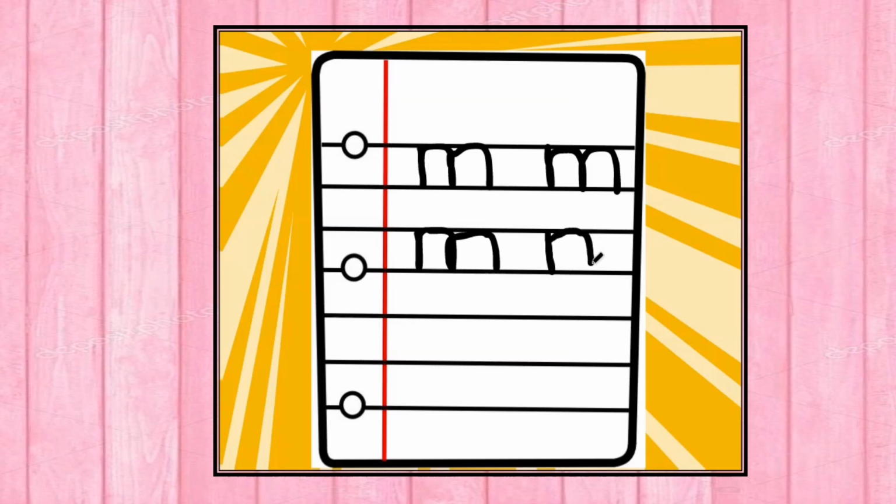M says mango, mummy, mat, mango. Turn, go down, go up, turn, go down.